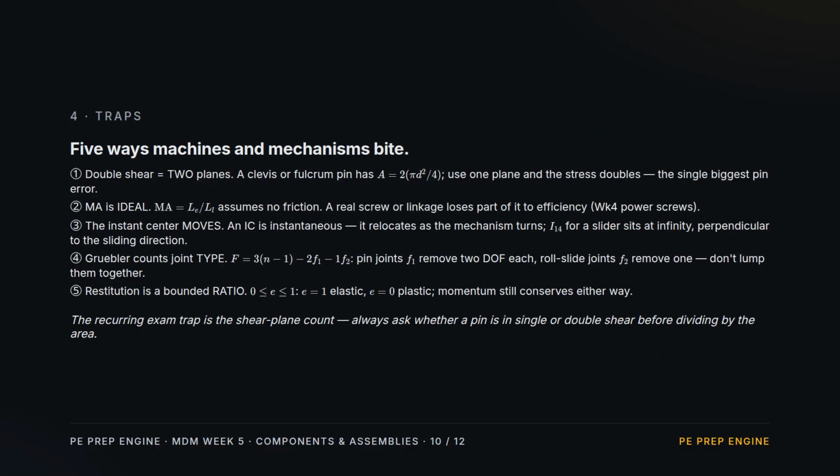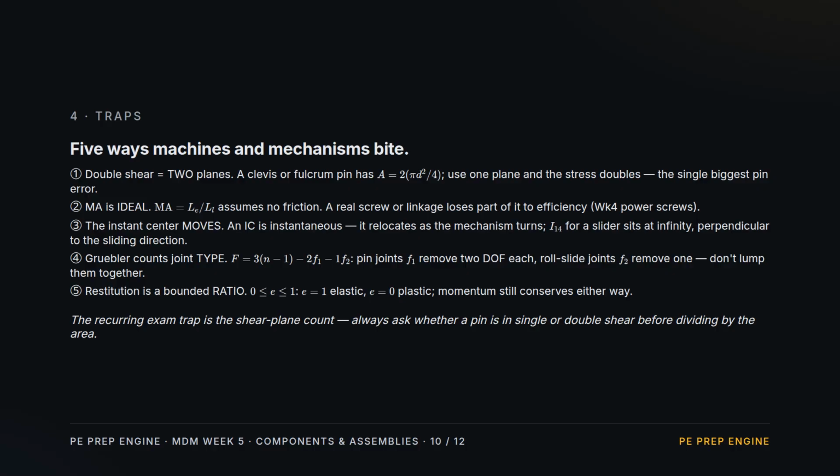Traps. 5 ways this bites. 1. Double shear means 2 planes. Use 1 and the stress doubles. The biggest pin error. 2. Mechanical advantage is ideal and frictionless. A real drive loses part to efficiency. 3. An instant center is instantaneous. It moves as the linkage turns, and a slider sits at infinity.